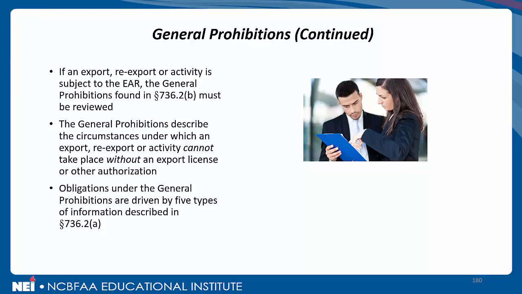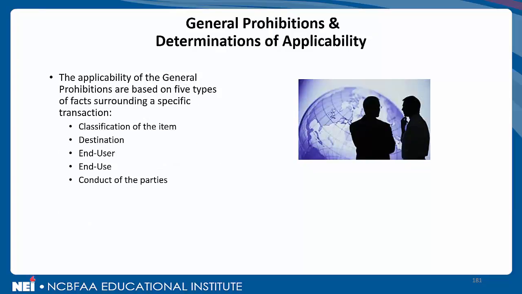Moving on to our third bullet point, as we'll see in a moment, the obligations under the general prohibitions are driven by 5 types of information described in EAR Part 736.2(a). And hopefully, these themes that we'll look at right now start to make more sense. The general prohibitions and determinations of applicability. How are the general prohibitions applied to specific export circumstances? Well, the applicability of the general prohibitions is based on the 5 types of facts surrounding a specific transaction.